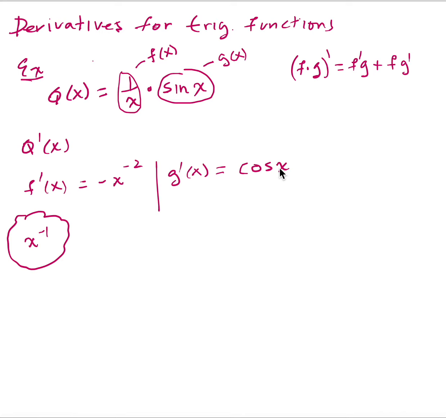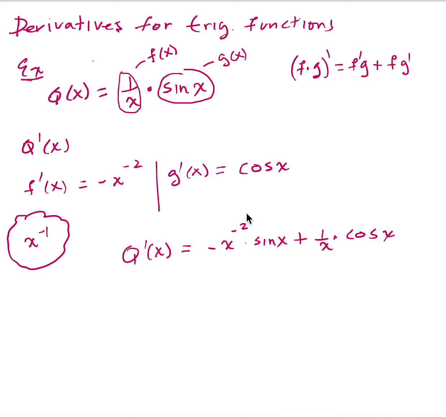And we're done. All we have to do is set up this scenario. Okay? So let's see how that looks. It turns out that the derivative of q of x, in this case, is negative x to the negative 2 times g of x, which is sine of x, plus f, which in this case is 1 over x, times the derivative of g, which is right here, cosine of x.